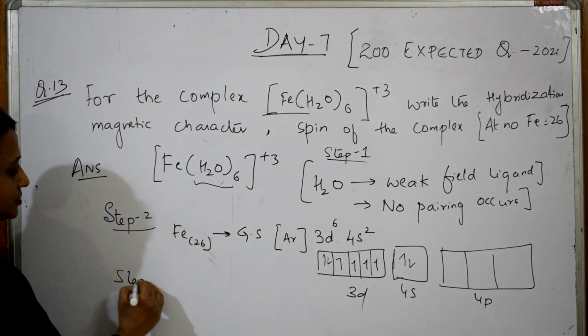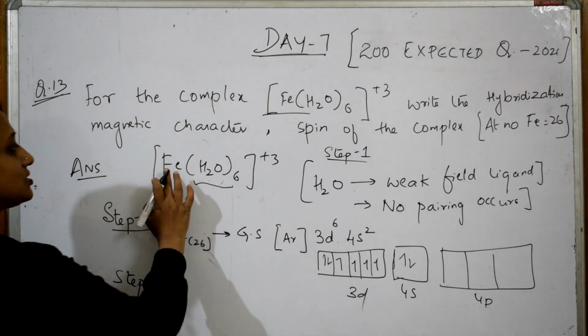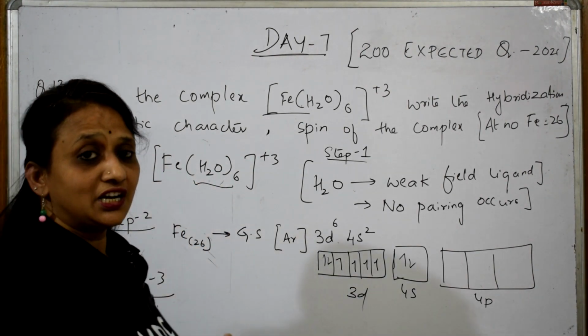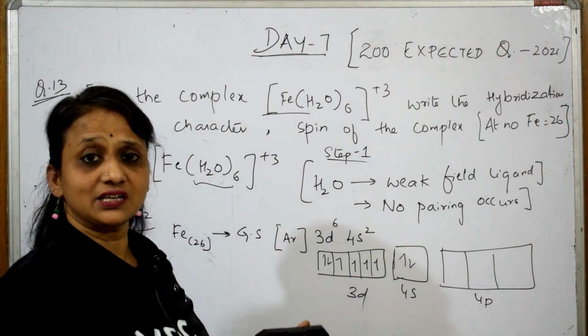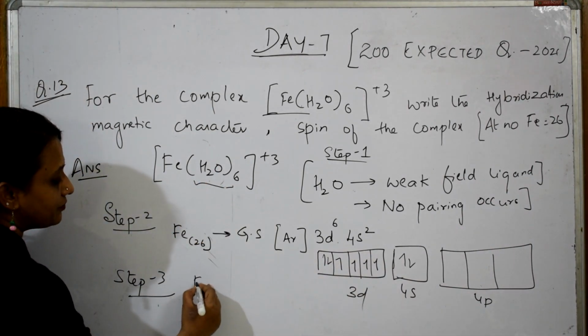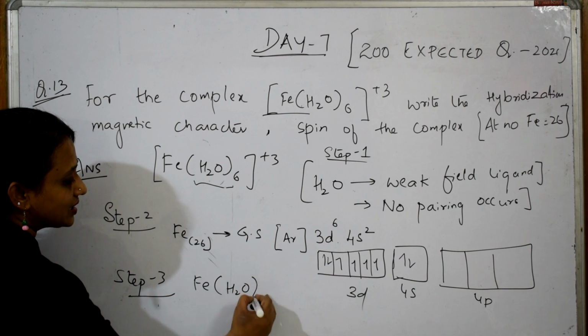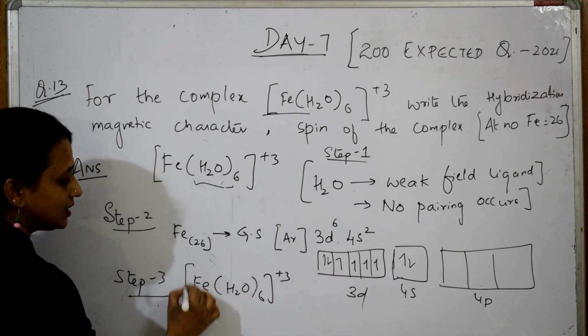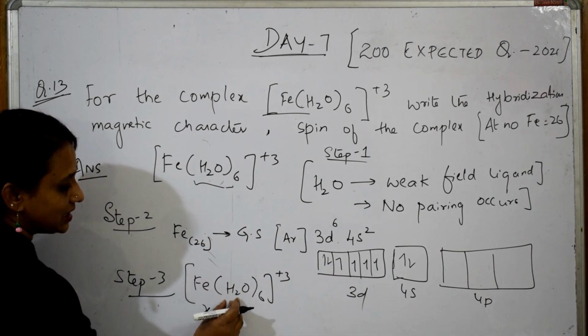Now step 3, what should I do? I have to check the oxidation state of the metal. Now I said water is neutral in nature. When water is neutral, what will happen, students? Here Fe, H2O taken 6 times, plus 3. X is how much now? X is 0.